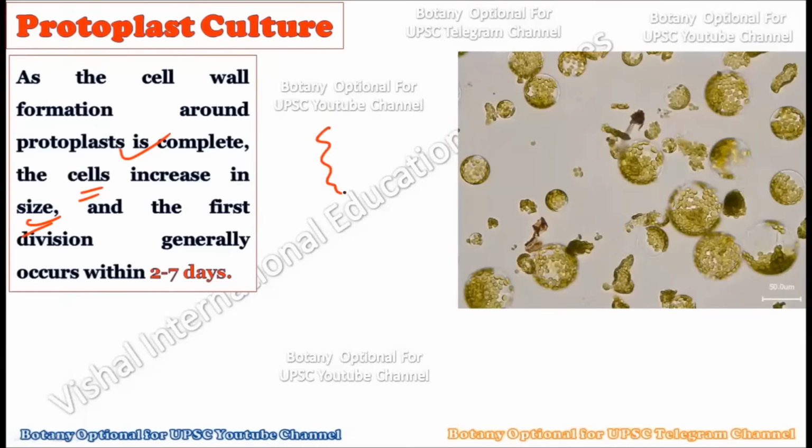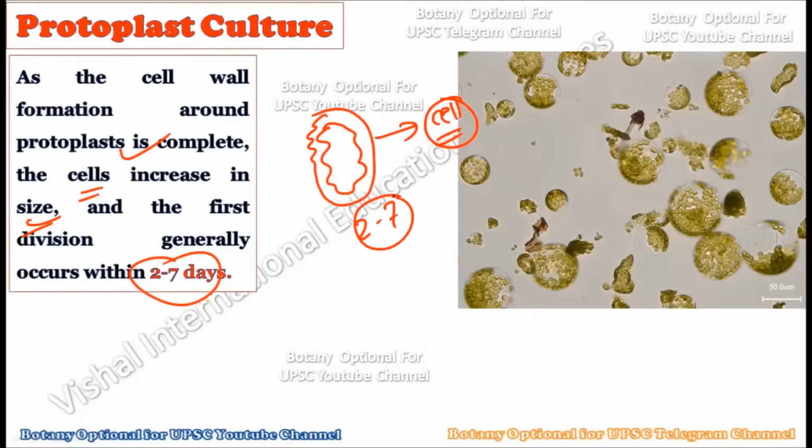Now see, as the cell wall formation around the protoplast is complete, the cell will increase in size. What will happen? Initially there was the protoplast. After that there is formation of the cell wall around the protoplast, and after the cell wall is formed and the complete cell is created, this cell will enlarge in size. The first division generally takes place within 2 to 7 days. Generally it takes 2 to 7 days for the cell to divide and create two cells, and after that 4 cells, 8 cells, and the cycle will continue. But generally 2 to 7 days is the standard time required for the very first division. So basically, when we plant the protoplast on the liquid medium, after that there will be the formation of the cell wall.